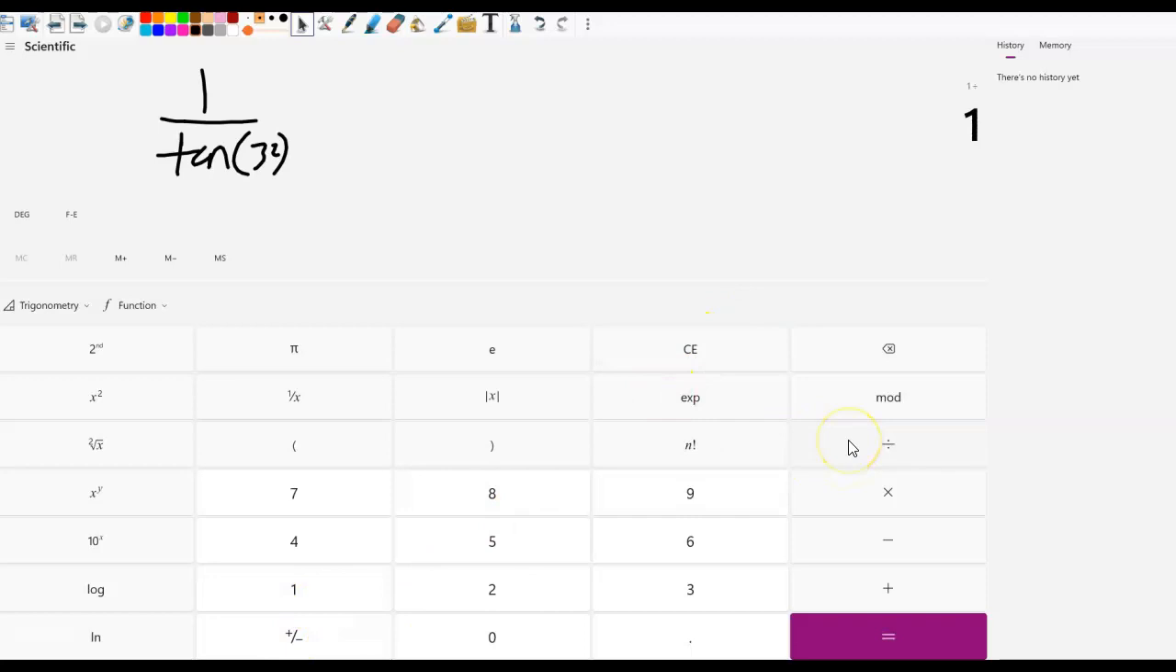So 1 divided by. Now for my calculator, I'm going to push 32 tangent. For other calculators, you may have to push tangent 32. It's just the order. Do you push tangent first and then 32, or do you push 32 then tangent? Let's just figure out which one works for you. So for me, it's 1 divided by and then 32 tangent.